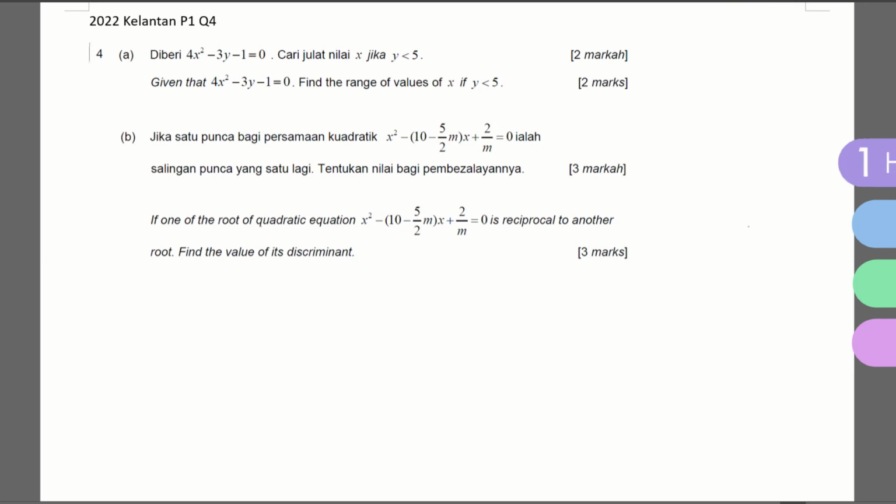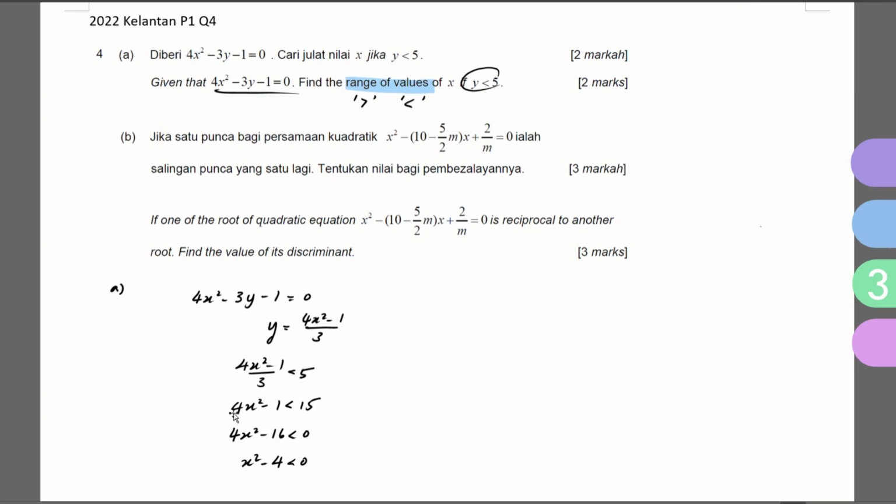In part A, we are given an equation and they're telling us to find the range of values of x when y is less than 5. So range of values of x meaning our answer will have more than or less than or any other inequality. So since the equation tells us that y is less than 5, we need to find the equation of y from this equation by rearranging it and let y as the subject, which means y on the left. So this thing would be less than 5.